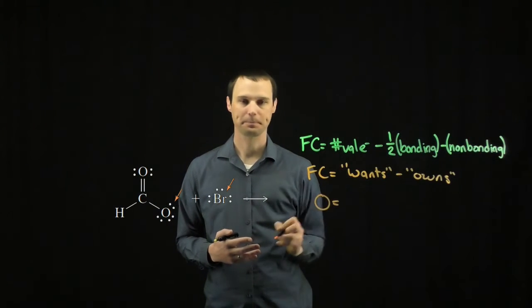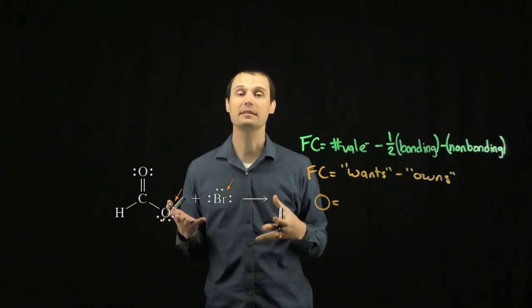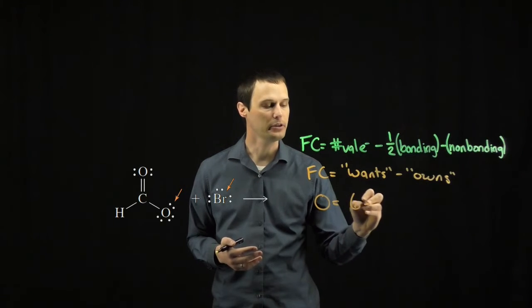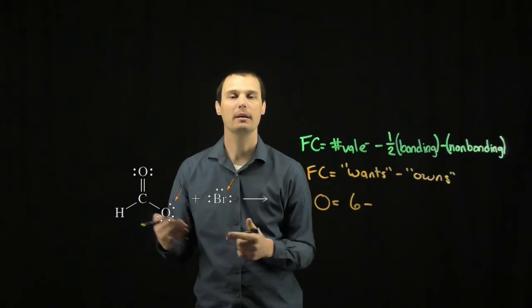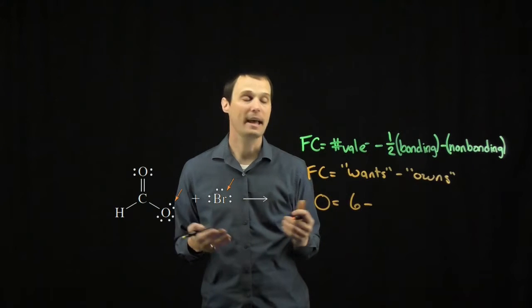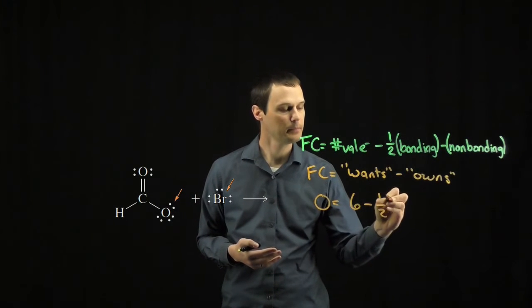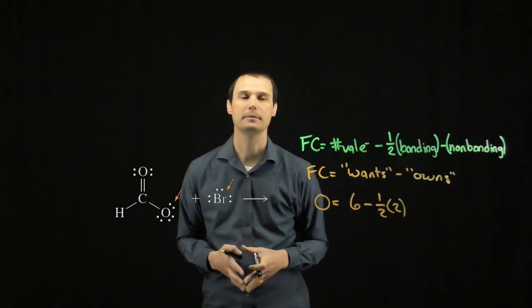For oxygen, oxygen wants 6 electrons in its neutral ground state configuration. In this molecule, it owns half of the bonding electrons. There's one bond between the carbon and the oxygen. It owns half of those bonding electrons. That one bond contains 2 electrons.